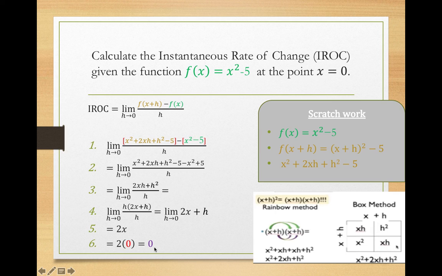So it looks like sample 2 was correct. The answer was 0. Now you're going to edit your response for problem number 1, and I need you to fix up problem number 2 for full credit.